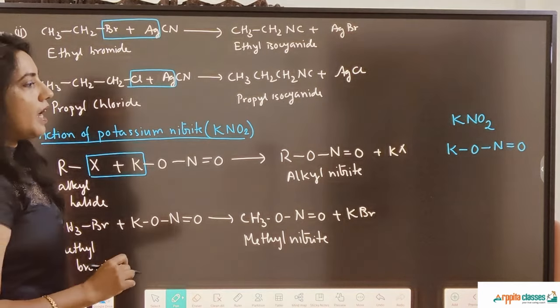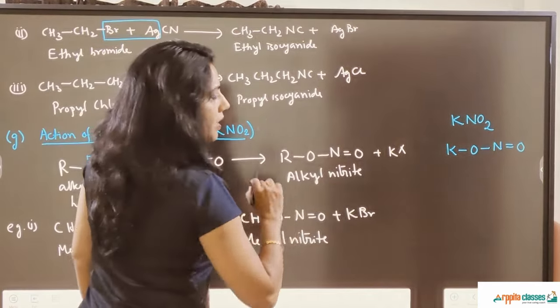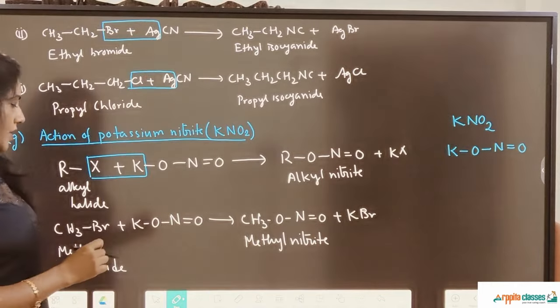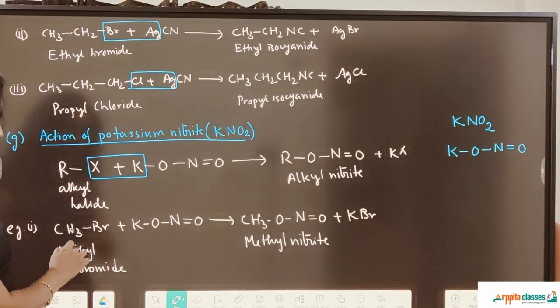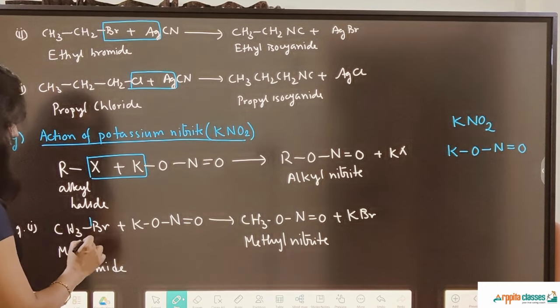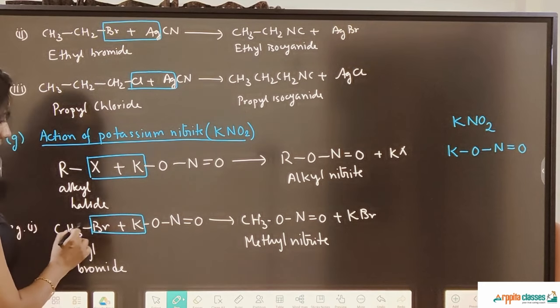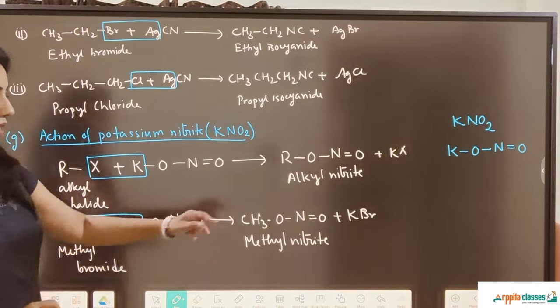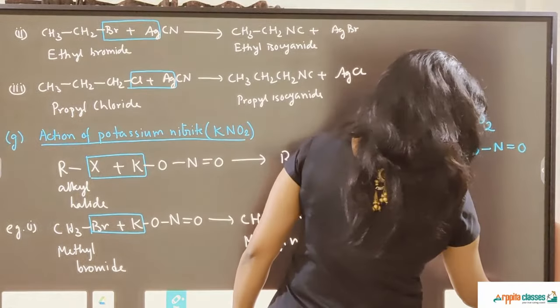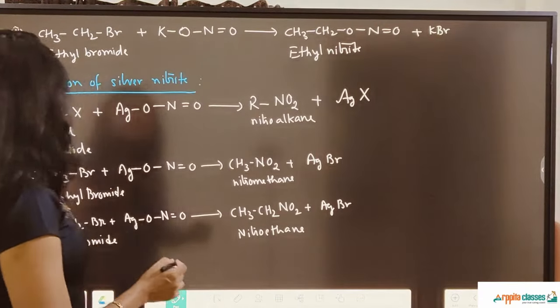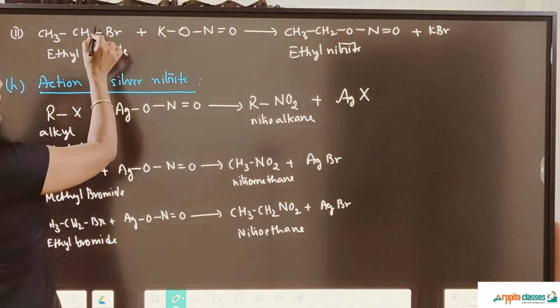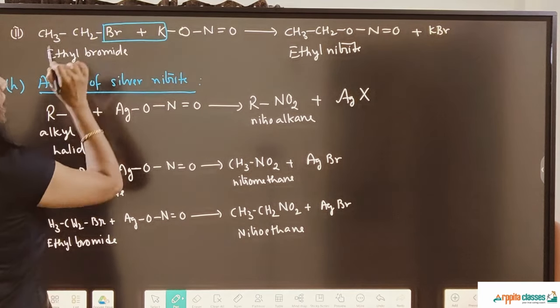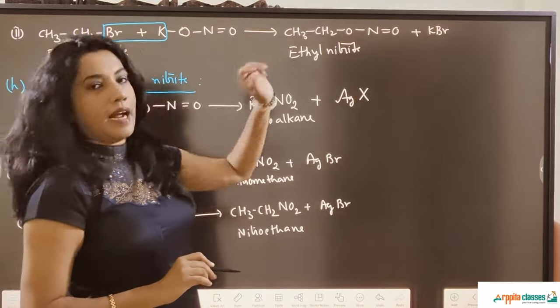This is basically alkyl nitrite. You get alkyl nitrite. So take an example, methyl bromide plus KONO. So KBr comes out from here, you get CH3ONO, that is methyl nitrite. The name of this compound is methyl nitrite. Okay. Next one is CH3CH2Br plus KONO. KBr comes out and you get ethyl nitrite.